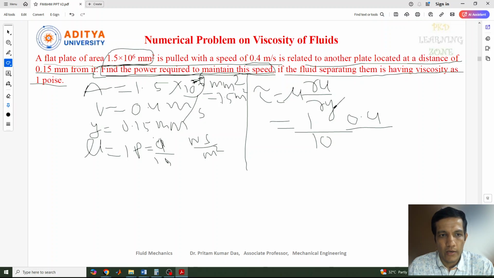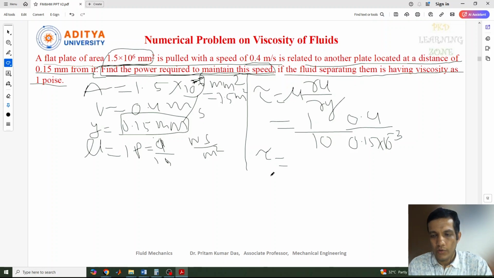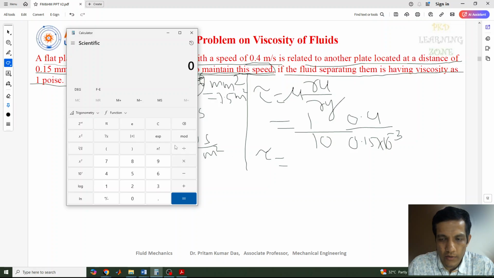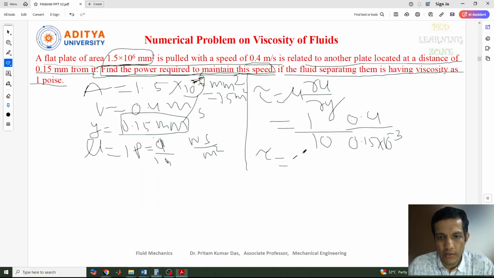So 0.4 divided by d. This is area actually. This is not required. Y is given here, 0.15. So 0.15 millimeter we can convert into meter, by writing 0.15 into 10 to the power minus 3 meter. So if we solve this, we'll get the value of tau. 2.66 divided by the decimal point, that is near about 266.6 Newton per meter square. Okay, so we got tau.